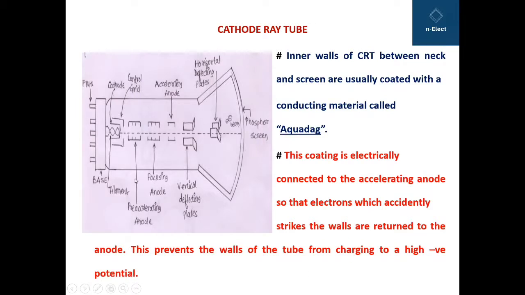I hope the idea of the CRT along with the assembly associated with it, the working or formation of the electron beam, and focusing that beam onto the screen and producing different waveforms on the screen is clear to you.